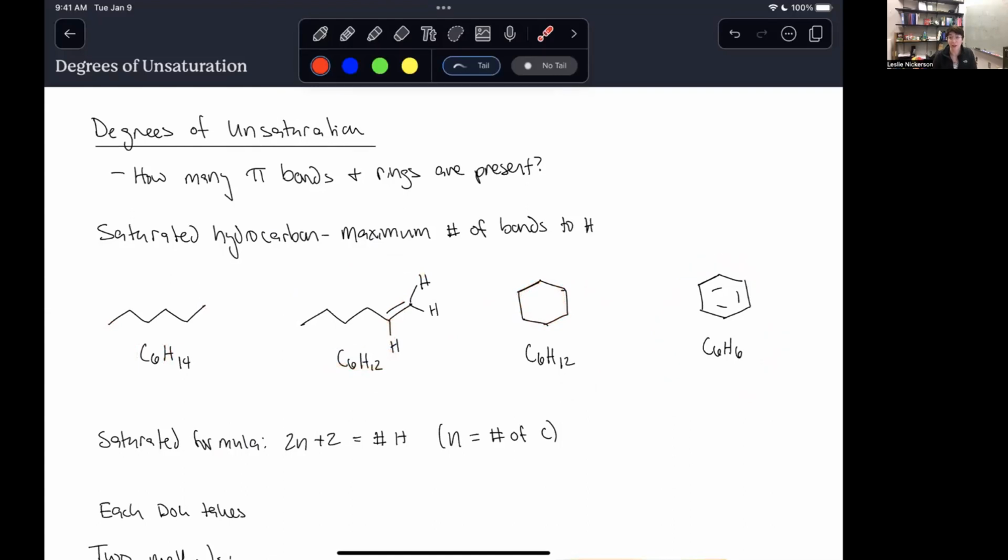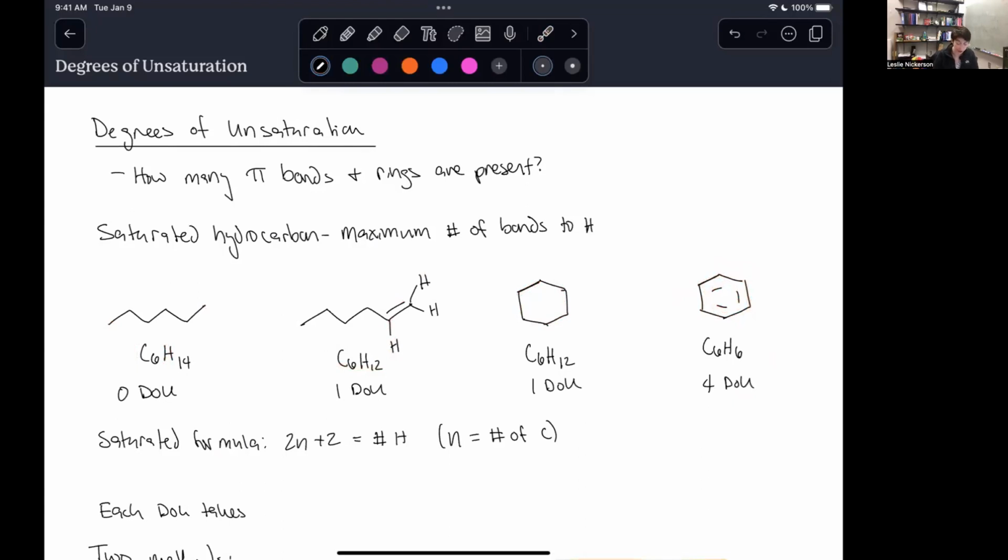Then we look at another C6 option. This is C6H6. And we look over here and we see that we've got a ring. We also have 3 total pi bonds, okay? So if I'm looking at this, each instance of a ring or a pi bond is going to be 1 degree of unsaturation. Over here we have 0 degrees of unsaturation. Here we have 1. Here again we have another 1. And over here in the case of benzene, we have 4.